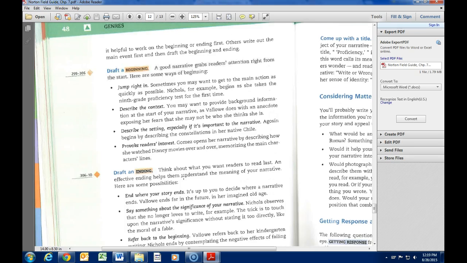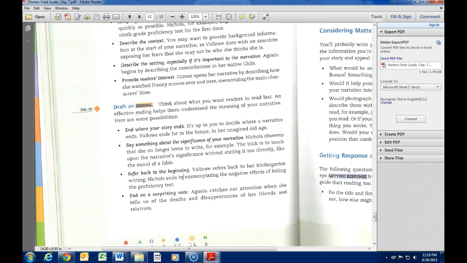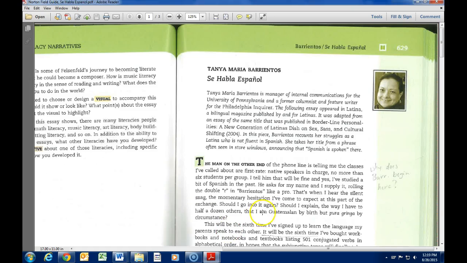Okay, and some important notes on beginning: simply start, jumping right in, and get to the main action as quickly as possible. In the ending, refer back to the beginning. Good conclusions usually refer to the introductory paragraphs in some kind of way. All right, so let's look at Tania Barrientos' essay, Se Habla Español.